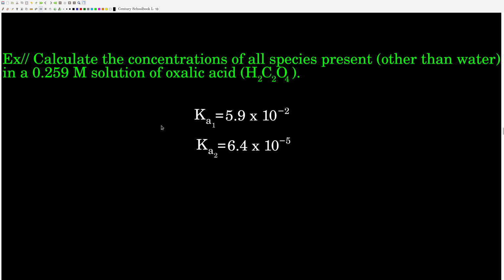So here we go. We have a polyprotic acid, oxalic acid. We call that a diprotic, by the way: 2 acidic protons. That's its formula, and there's Ka1 and Ka2. So here's the idea. We start out with a 0.259 molar solution of oxalic acid. So we make up a solution so that it's originally 0.259 molar in just oxalic acid. Then it loses its protons, or some of them anyway. We want to know the concentrations of all the species present other than water: hydrogen ion concentration, hydrogen oxalate, and then oxalate concentrations.